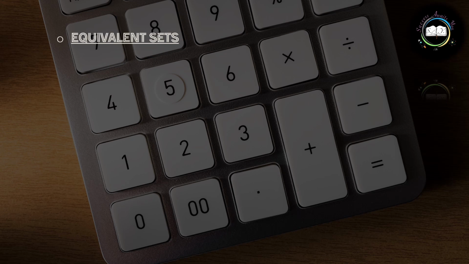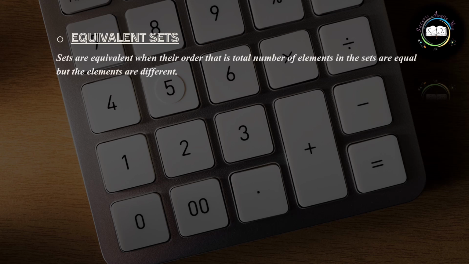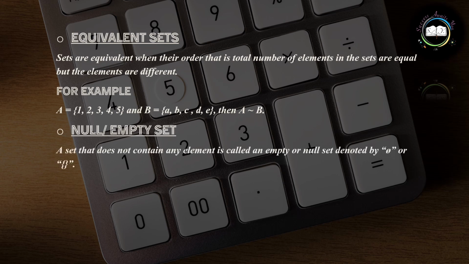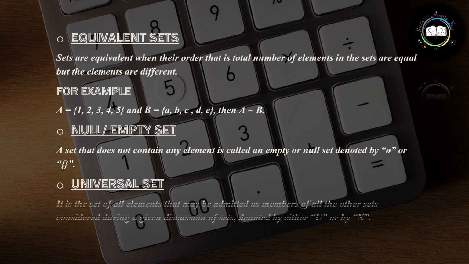Similar but slightly different to equal sets would be equivalent sets, where the total number of elements are the same, but the elements themselves are different. Null set has no elements, that is why it is also called an empty set. It is represented by phi and also 2 curly brackets with nothing in between.